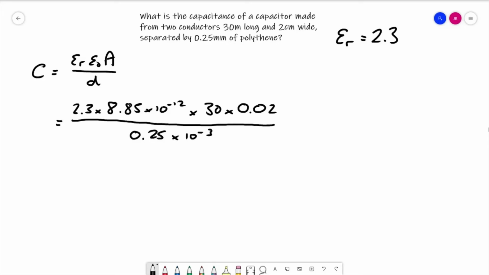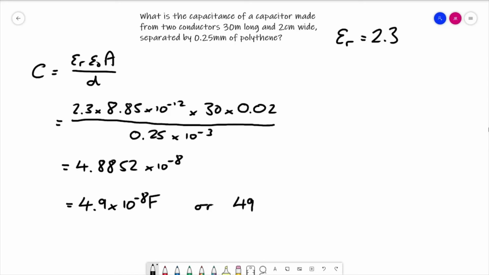When we plug that all through our calculator, we end up with an answer of 4.8852 times 10 to the minus 8. We'll round that. Probably technically we should round it to two significant figures looking at the question, so let's just call that 4.9 times 10 to the minus 8 farads, or we can say that that is 49 nanofarads.